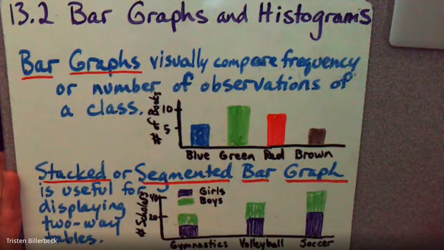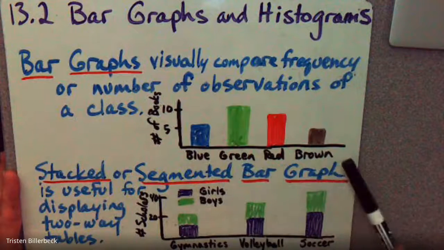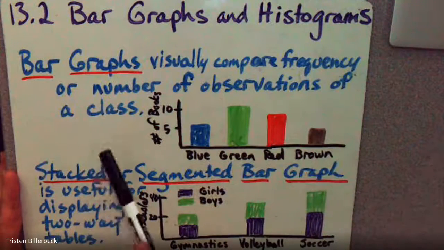Morning, this is Ms. Billerbeck, and we're going to talk about 13.2 bar graphs and histograms. So bar graphs visually compare frequency or number of observations of a class. A class could be, for instance, blue, green, red, brown, or it could be types of candy, things that are not continuous. That would be a class.